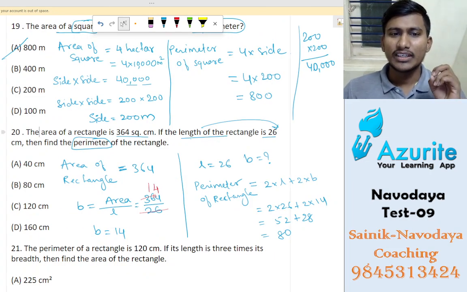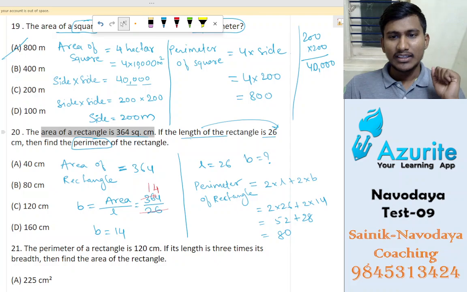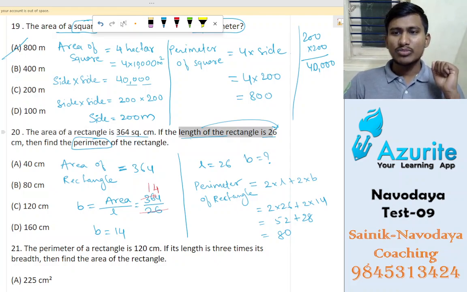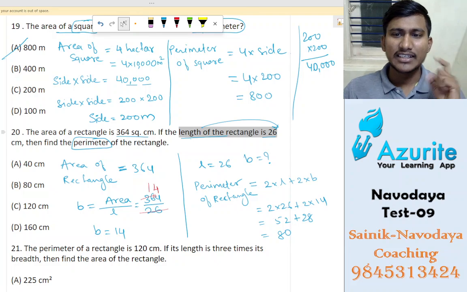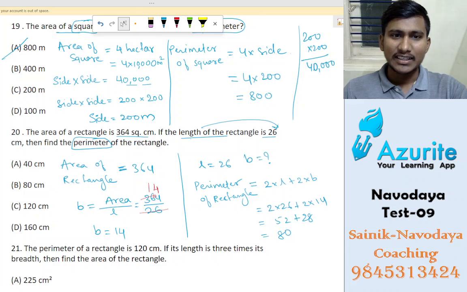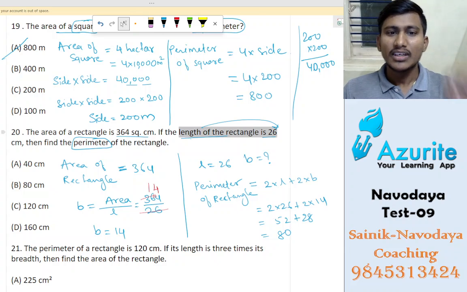So next question, 20th question. The area of a rectangle is 364 square centimeter. They have given the length. Length is 26 centimeter. Length is given and the area is also given. So then what will happen? We need to find the perimeter.